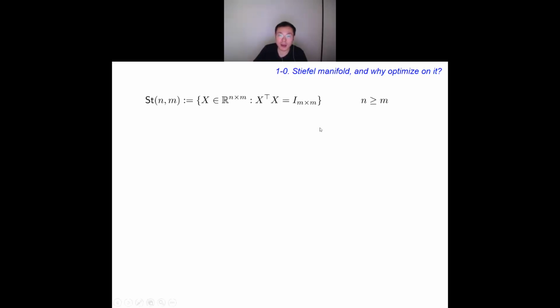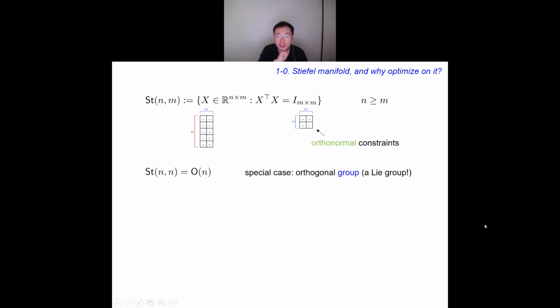What I mean by orthogonality is that you have n by m matrices, and I require each column to be orthonormal to the other columns. That means this matrix has to satisfy this quadratic constraint. And in the special case when n is equal to m, you actually recover something called the orthogonal group, which is a Lie group. So it is a group, but in general, if you have a tall matrix, it's not a group.